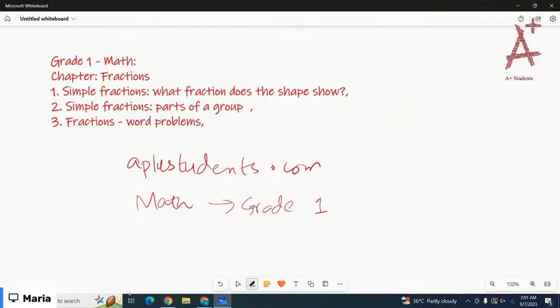We're going to start with the chapter fractions, and the lessons we're going to cover today are simple fractions, what fraction does the shape show, simple fractions part of a group, and fractions word problem. So let's just start with the lesson fractions from grade 1.